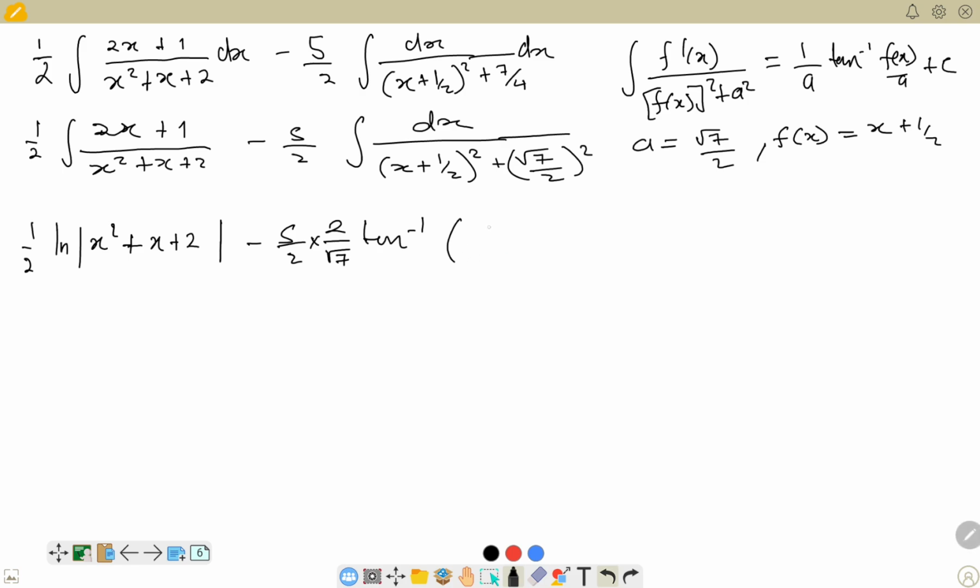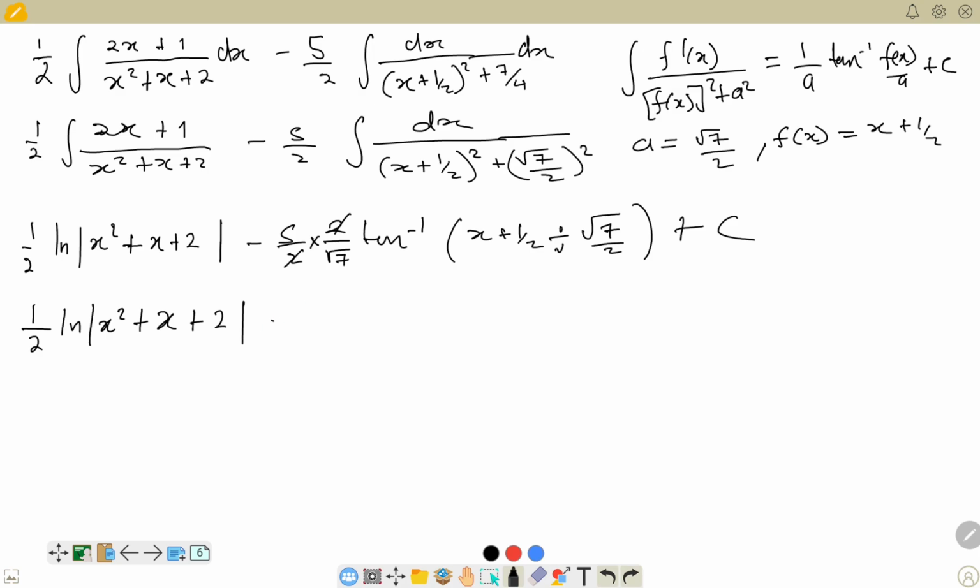Then arctan f of x, my f of x is actually x plus 1 over 2. Then this is divided by square root of 7. So let me do it like this. So it's actually square root of 7 over 2, then plus c. So I can see this 2 and this 1 will cancel. Then I end up having 1 over 2 ln of x squared plus x plus 2. Then I'll have minus 5 over square root 7.